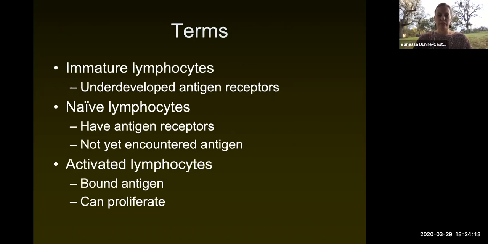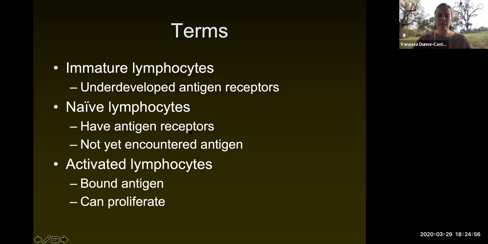So these last terms here, I think we're close to the end, but these terms are really important to understand as we move into understanding the challenge and the activation of our B and T cells. When these guys are in this development process in the primary lymphoid organ, before they have developed antigen receptors, we call them immature lymphocytes. These vocabulary terms are important for you to get, so please get these ones down. Immature means they're underdeveloped antigen receptors. Once they've undergone development of the receptors and they've been selected, so both positive and negative selection, we now call them naive lymphocytes. And these guys are the ones that actually leave the primary lymphoid organs and arrive in the secondary lymphoid organs.